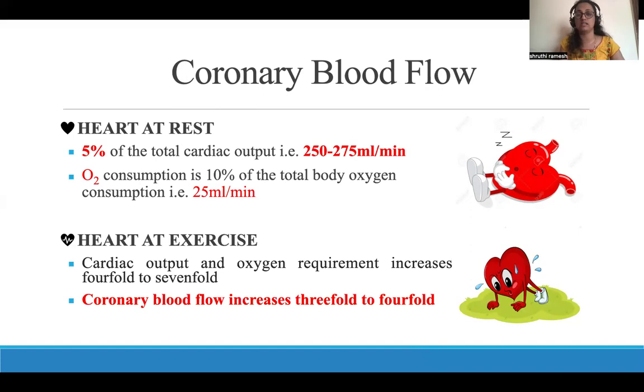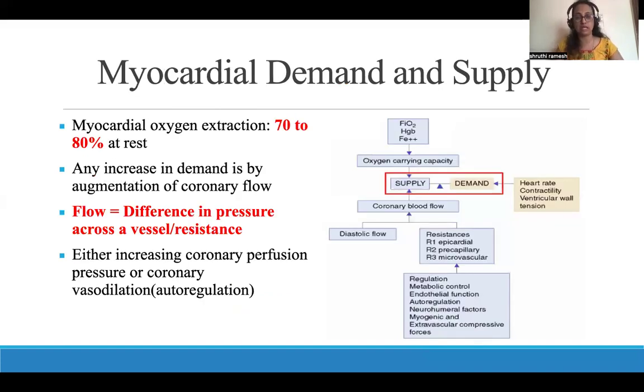When we talk about the heart at rest or exercise, the most important thing is the equation between the supply and the demand. Whenever there is an increase in demand, such as in cases like increased heart rate, contractility, or ventricular wall tension, the supply has to increase in order to maintain that balance between supply and demand. In this flow chart, we see that when oxygen carrying capacity, things like FiO2, hemoglobin, and iron content, are kept constant, the only way to meet the demand is by increasing the coronary flow.